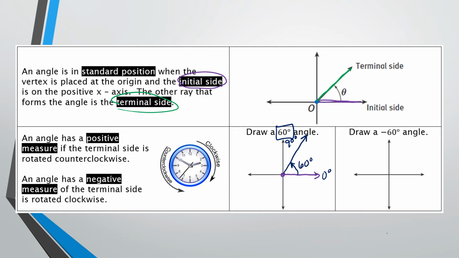If I were to talk about a negative 60-degree angle, it would be the exact same measurement, but now I'd be rotating clockwise. So my vertex would still be at 0, 0. My initial side would still be at the positive x-axis, but now I would measure going clockwise 60 degrees. So this would now be my angle, measured negative.